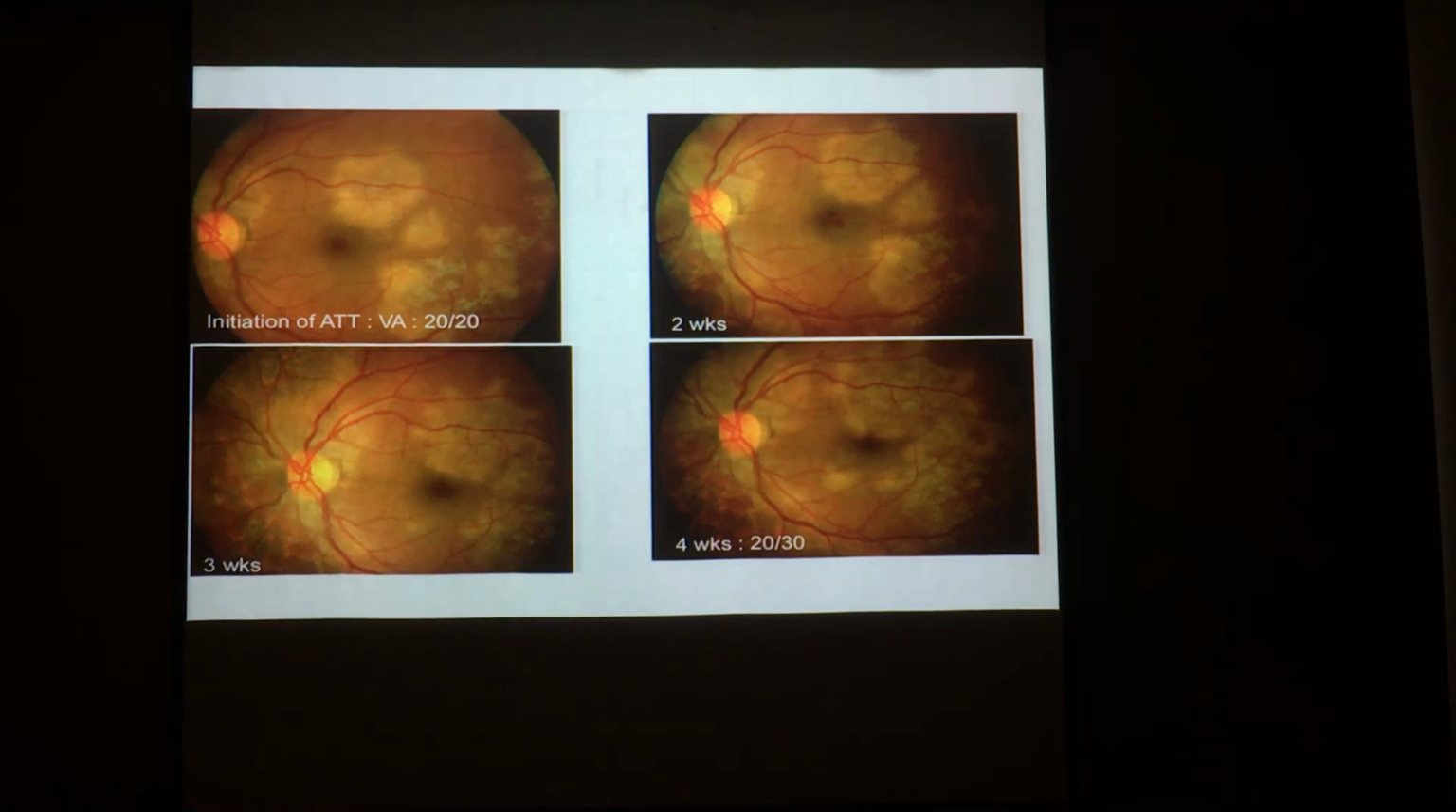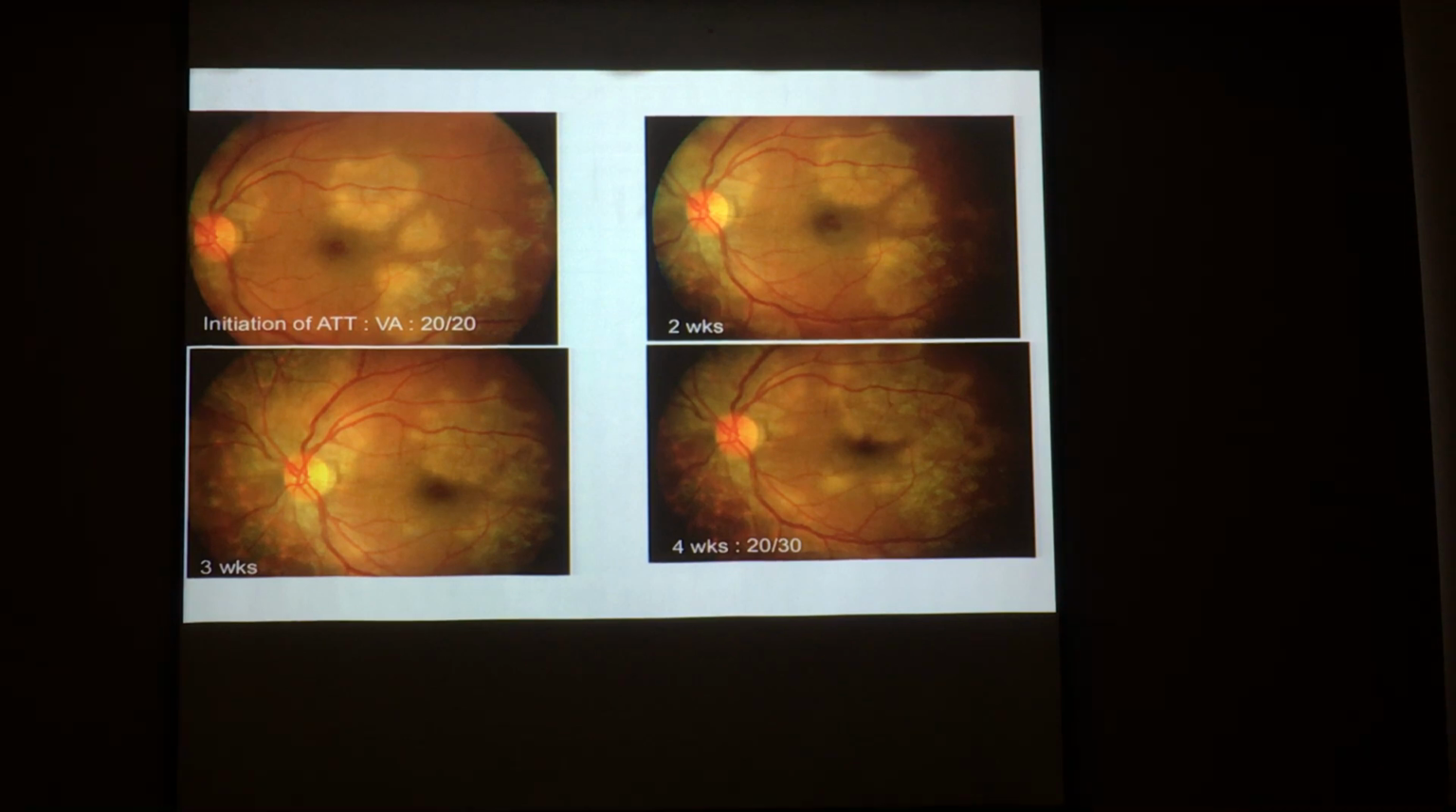This is a gentleman whom we diagnosed as serpiginous-like choroiditis. His TB tests were positive, so he was initiated on anti-TB drugs, thinking that this pathology is infective. We forgot the dictum that in the choroid, by and large, what you see is immune, non-infectious. If we had remembered that, we would not have treated with anti-TB drugs straight away.